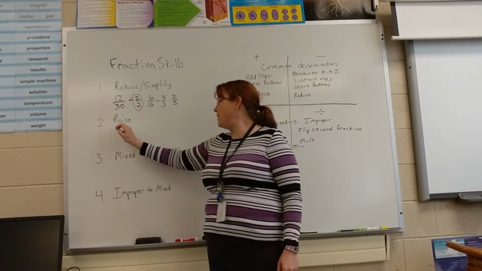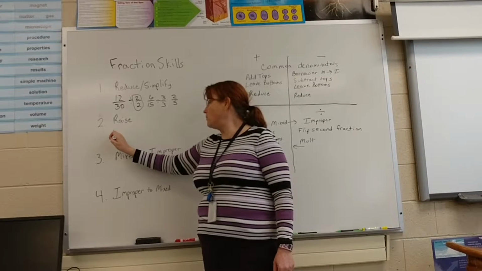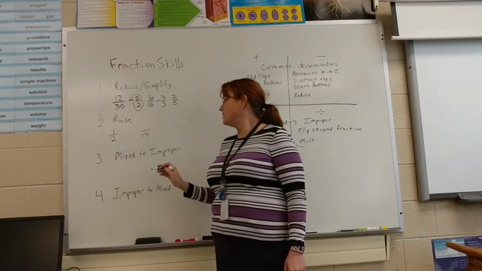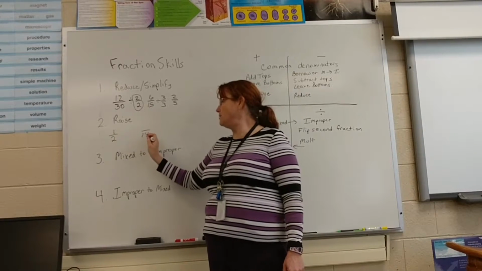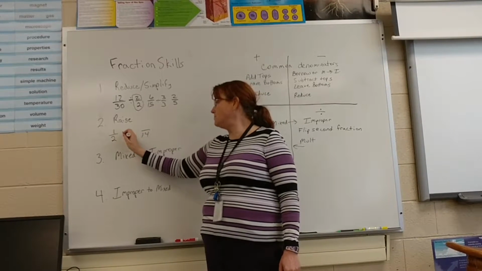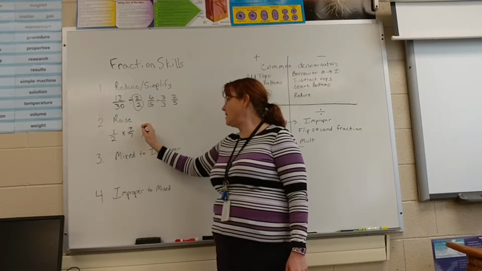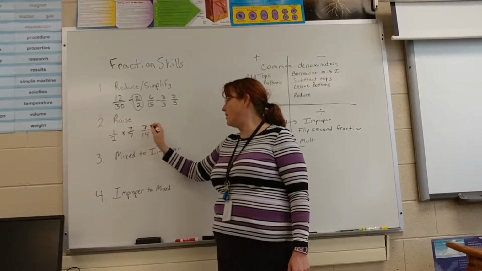So if we have 1/2 and we want to raise this to 14ths, you're going to say, what do I take 2 times to get 14? Well, I take it times 7. So I'm going to multiply it. 1 times 7 is 7. So you raise the top and bottom by the same.